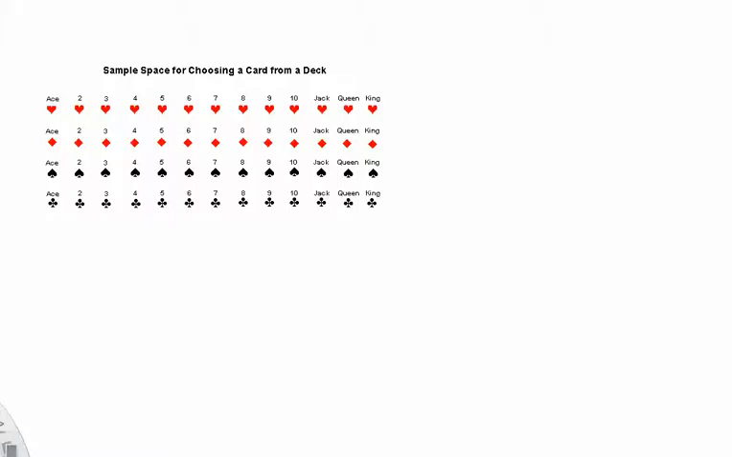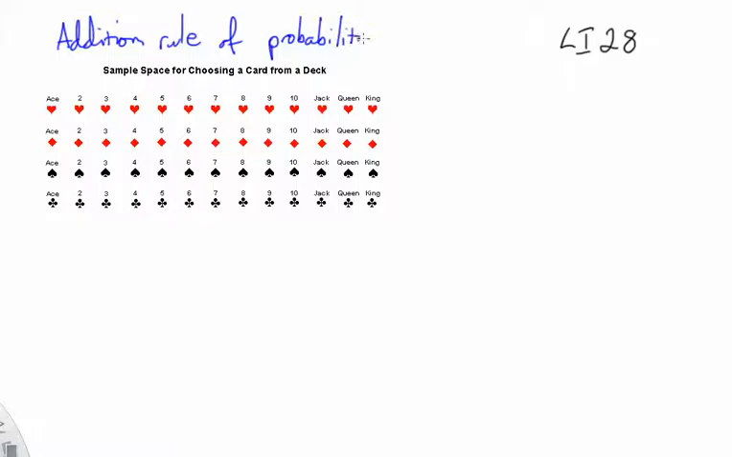Hello Year 12s, welcome. This video is for learning intention number 28, and this is going to be broken up into 6 parts, but they should be fairly short. And this is on the addition rule of probability. And I'm hoping this will be a revision.